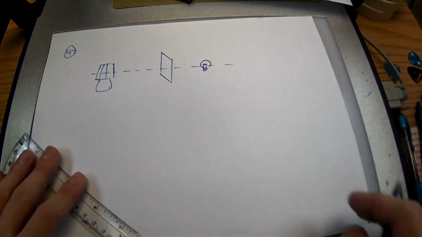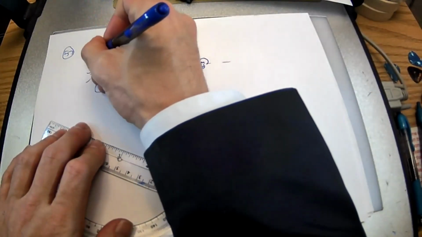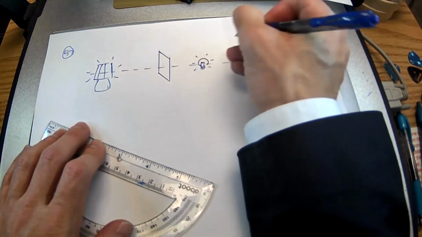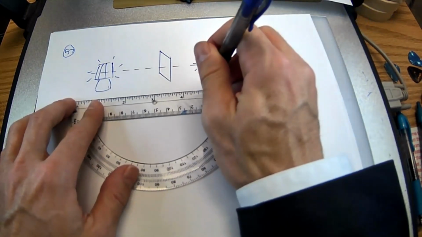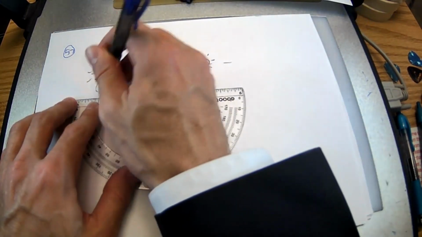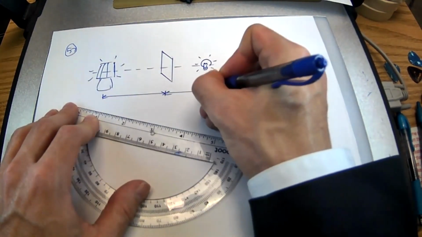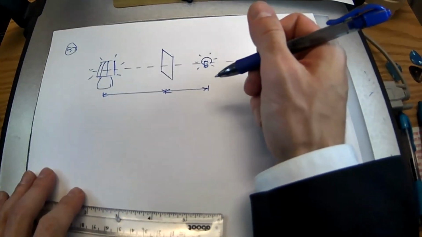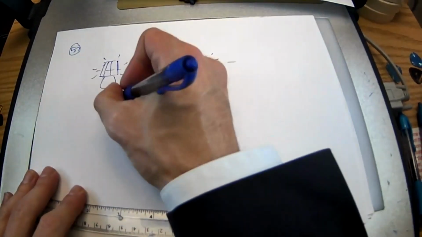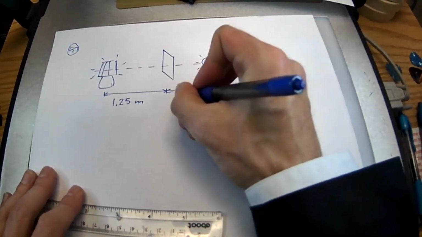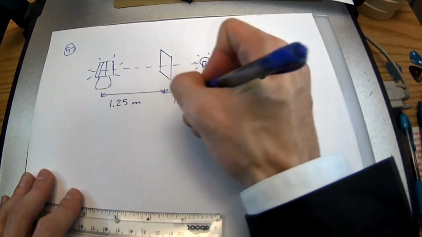Okay. Now they're both shining, but they're different distances from the paper. So the lamp was given as being 1.25 meters away, and the bulb was 1.08 meters away.